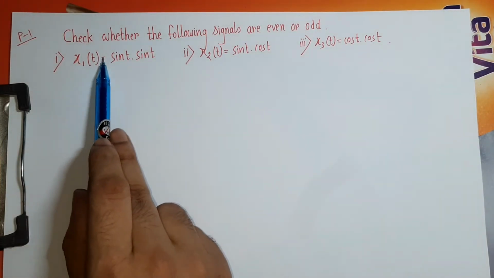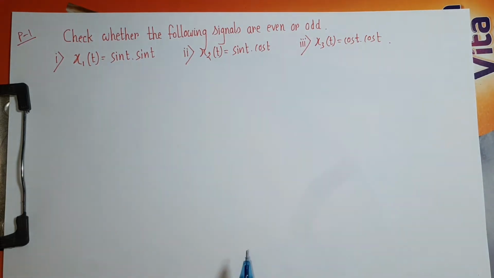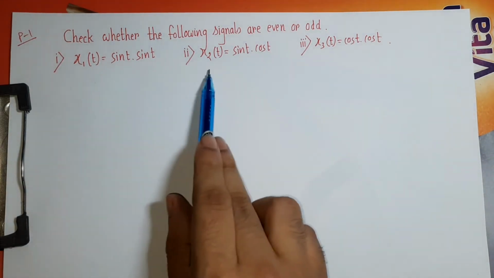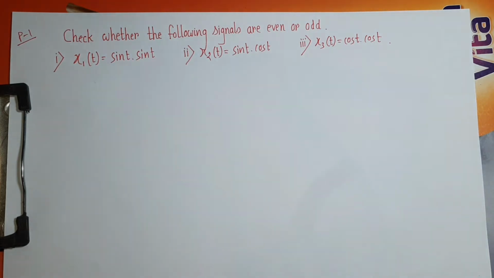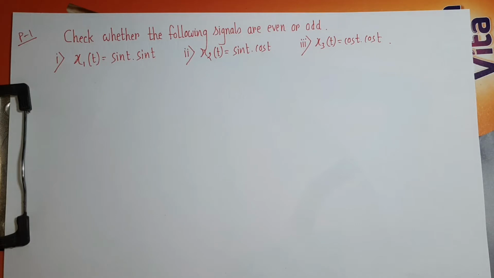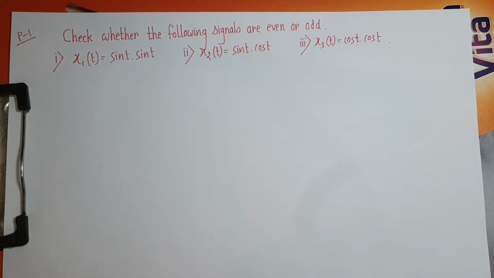The problem says check whether the following signals are even or odd. You see that three signals are given, x1(t), x2(t) and x3(t), and we have to check whether these signals are even or odd. I will solve each of these three problems in two ways. First, I will solve the problems in the normal or general way to solve this kind of problems in our semester examination. And then I will teach you how to use the properties of even and odd signals that you learned to solve this kind of problems to save much time in your GATE exam.